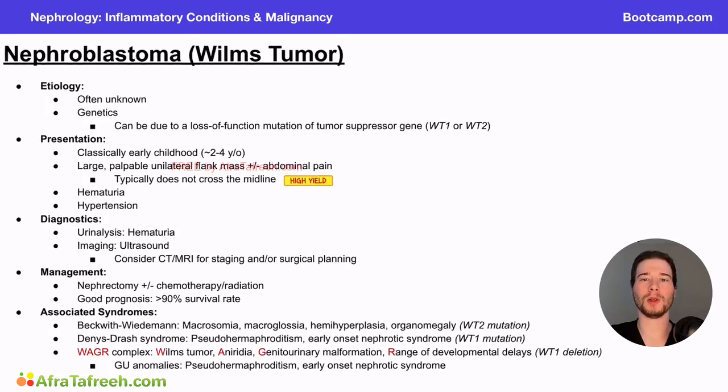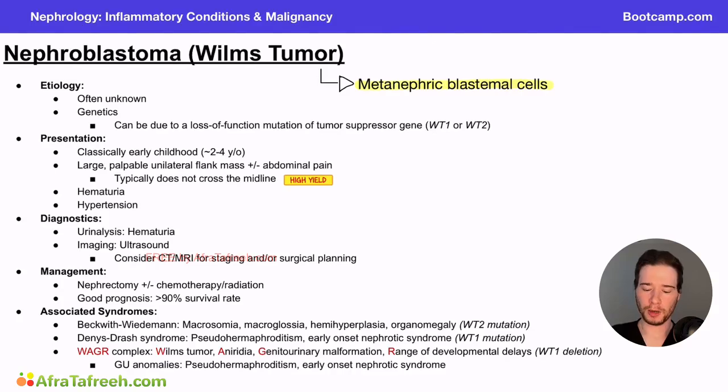Now, a Wilms tumor is composed of cells that play a vital role in kidney development, and these are called metanephric blastomal cells. Now, when we talk about the etiology here, it's important to keep in mind that it's often unknown. Sometimes children just get these tumors and we're unsure of what the actual cause is. However, there are a subset of cases where a child will get a Wilms tumor and we can actually contribute it to a genetic cause. And this is often due to a loss of function mutation on a tumor suppressor gene. The two most commonly known ones are WT1 or WT2.